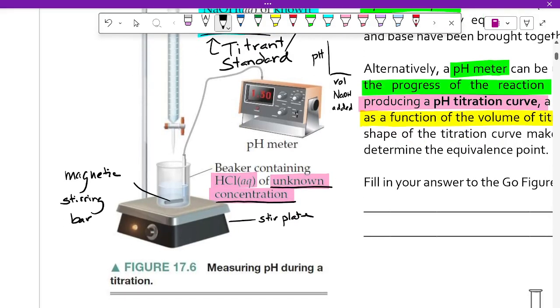And we have the HCl of unknown concentration. Do you remember what we call the thing that has an unknown concentration? It's called either the analyte, because we are analyzing it, or it's called the sample.